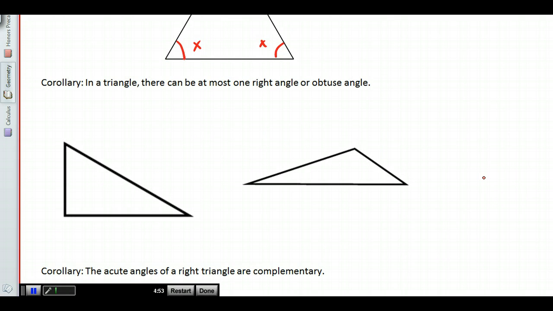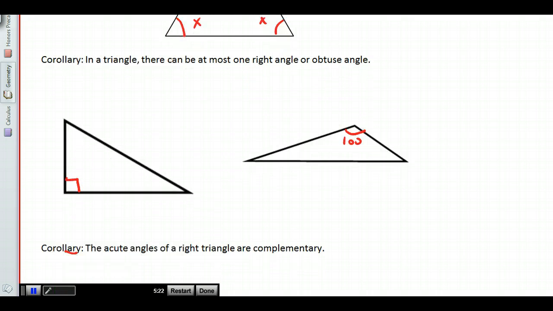Here's another corollary. In a triangle there can be at most one right angle, or one obtuse angle. If I had more than one right angle here, then I would have two angles that added up to 180, and there'd be nothing left over for the third angle. And the same here. If this is an obtuse angle, which means it's greater than 90, say 100, I wouldn't have enough left over for another obtuse angle. We can only have one obtuse angle at a time.